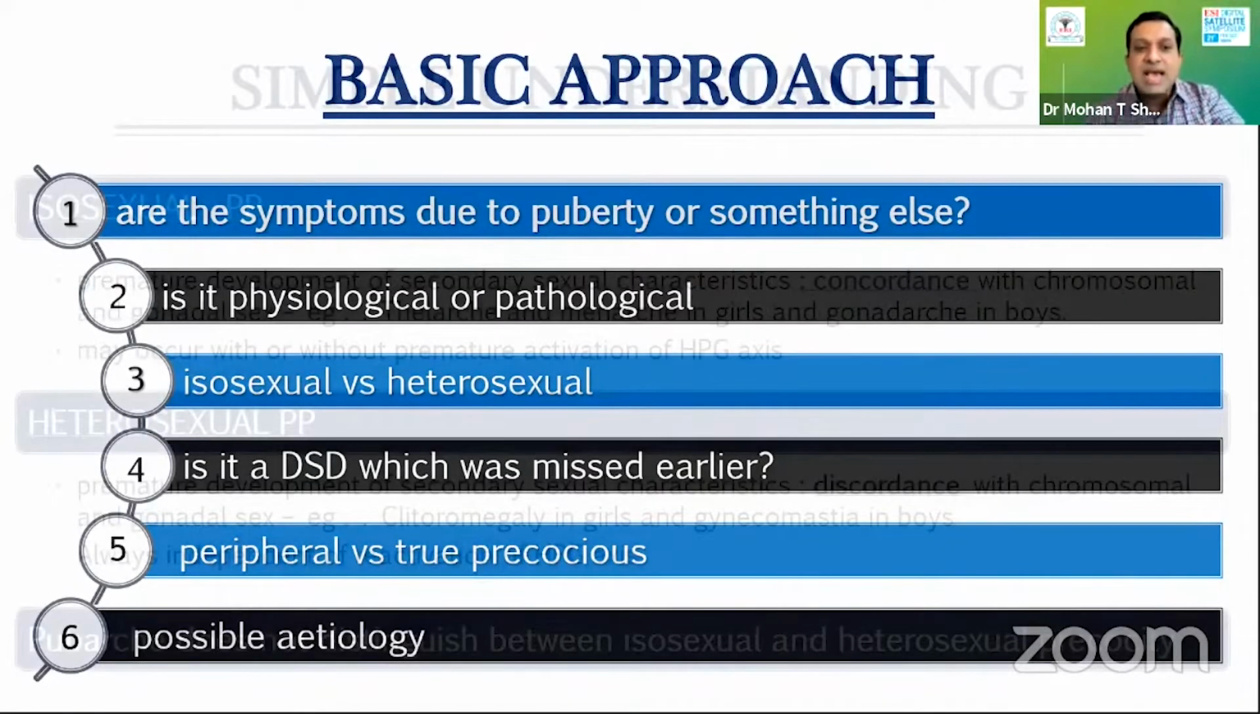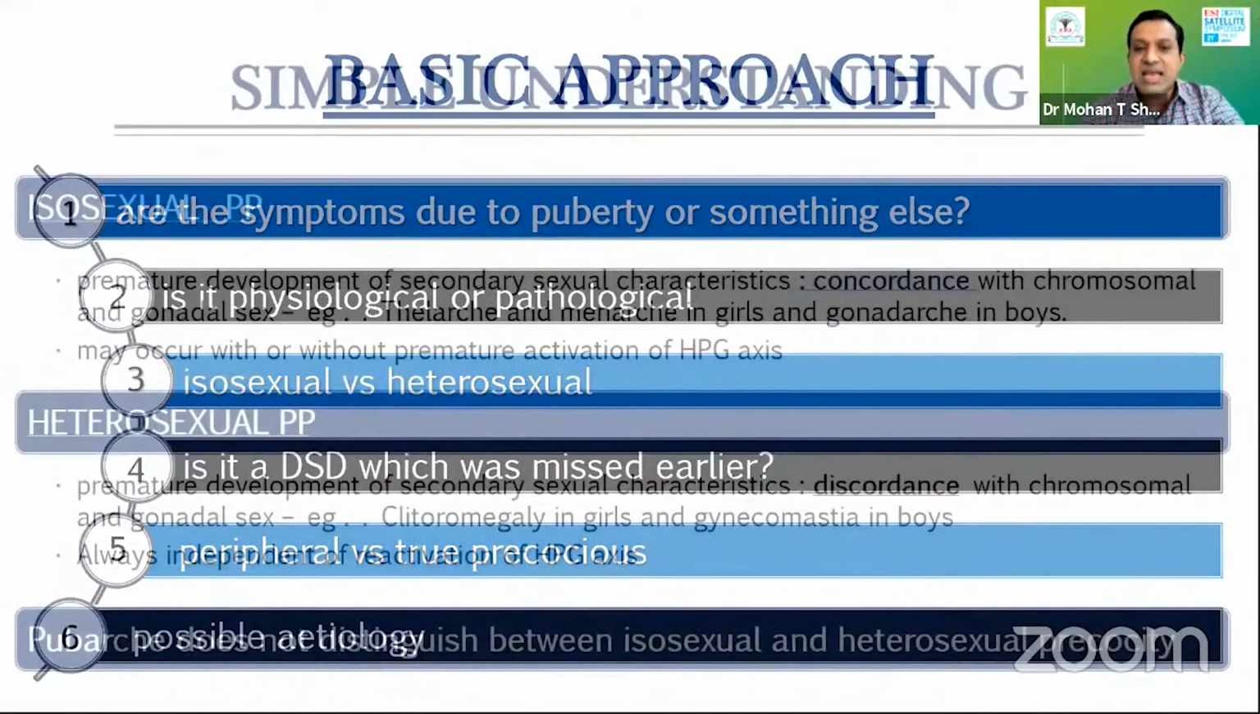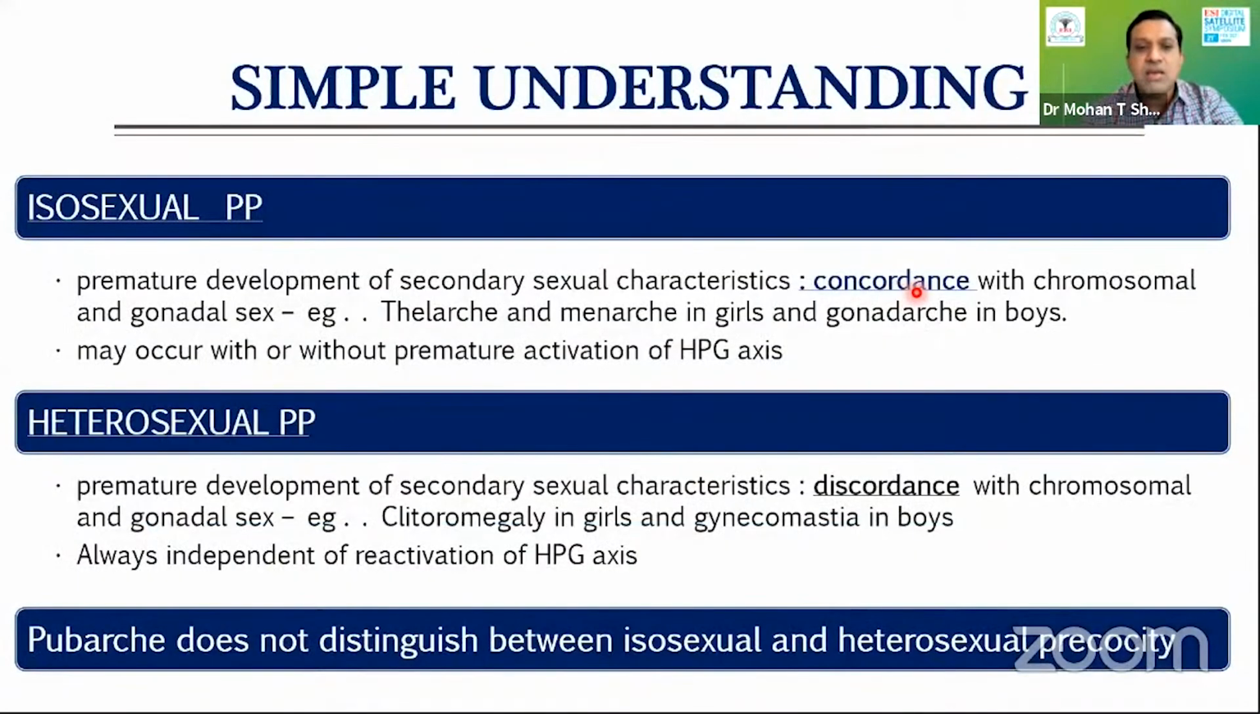For simple understanding, isosexual precocious puberty means premature development of sexual characteristics concordant with the chromosomal and gonadal sex. That means thelarche and menarche in girls and gonadarche in boys. So it may occur with or without premature activation of the hypothalamic-pituitary-gonadal axis. Heterosexual means there is premature development of sexual characteristics of the opposite gender. That is clitoromegaly in girls and gynecomastia in boys. So it is always independent of the reactivation of the HPG axis. And the point to note is that the appearance of pubic hair does not distinguish between isosexual and heterosexual precocity.